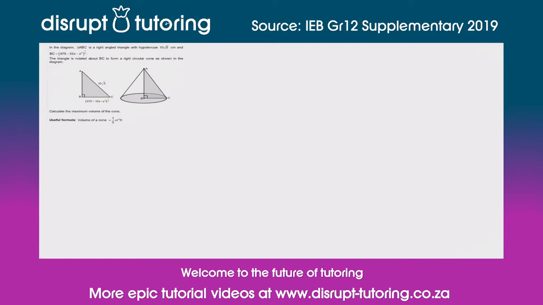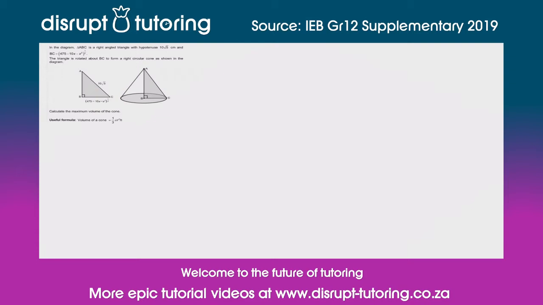Today we're going to deal with a maximizing question, and we've taken this one from the IEB's 2019 Supplementary exam. In the diagram, triangle ABC is a right-angled triangle with hypotenuse 10 root 5 and BC, etc. The triangle is rotated about BC to form a right circular cone as shown in the diagram. Calculate the maximum volume of the cone.